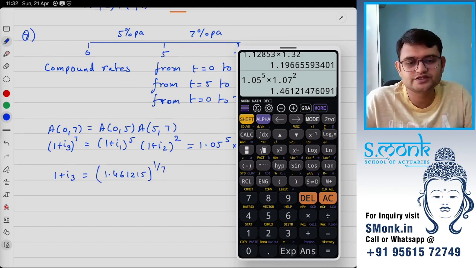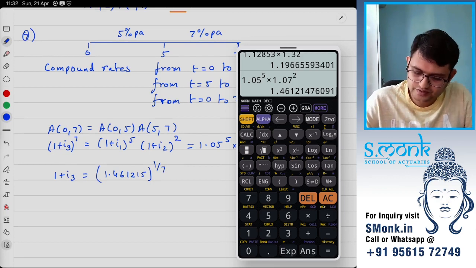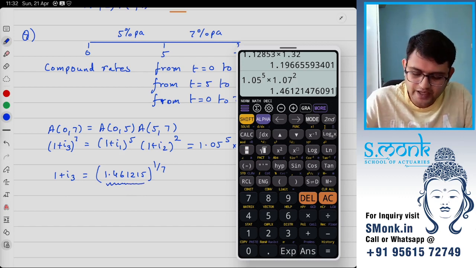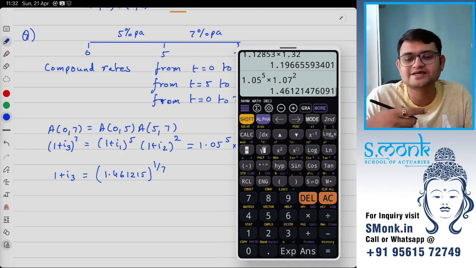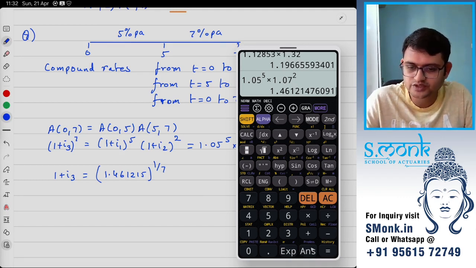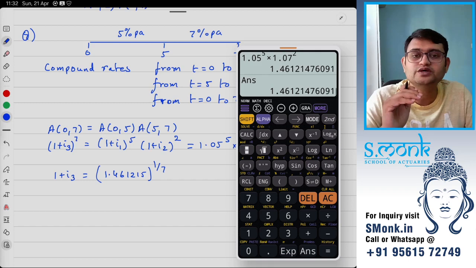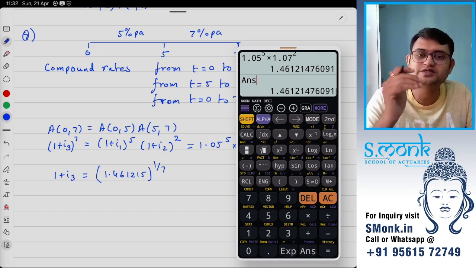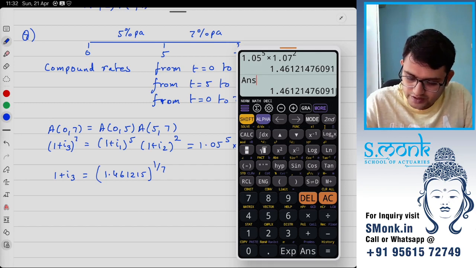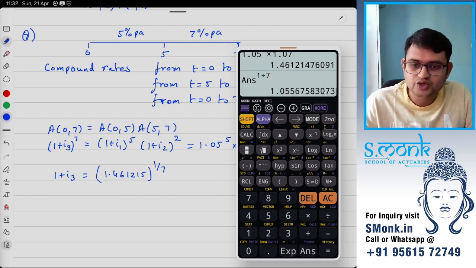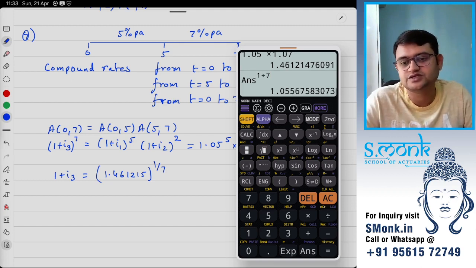So raised to 7 on the other side it will become raised to 1 by 7. Now, rather than writing this 1.461215 again, I can use it for the next calculation as answer. So you have an answer button down here, you can see besides equal to. If I press that, it will take into account the previous answer that we have. Okay, raised to 1 divided by 7, 1 by 7, equal to. So it has used the previous answer.